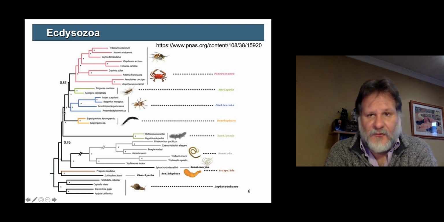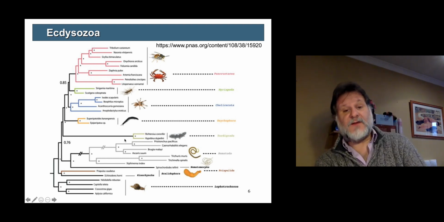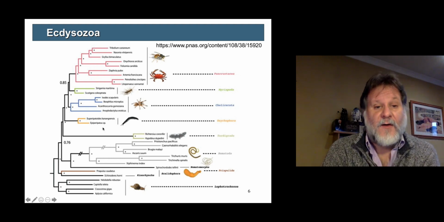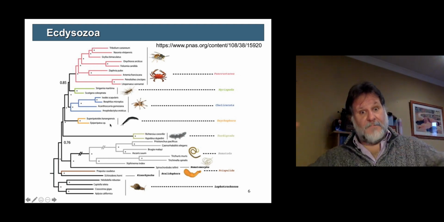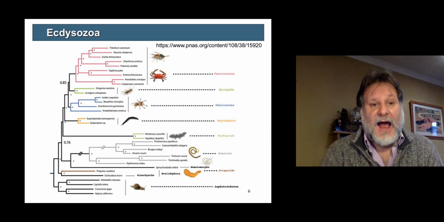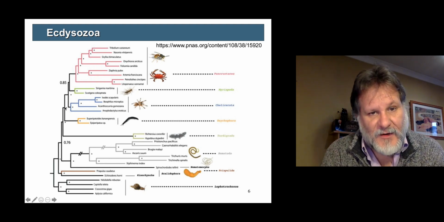Well, this particular tree from a few years ago has the tardigrades coming off first, the water bears, and we'll look at those in a second. Then the onychophorans or the velvet worms. These are like caterpillars, but as adults almost. And then we go up into the euarthropods, and again the phylogeny within here.